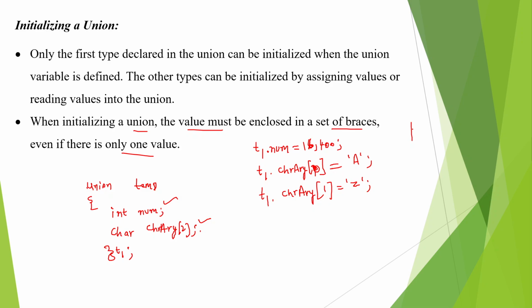Assume it has allocated 2 bytes like this. In those 2 bytes, initially I have stored 16,400. Then in my next statement I am modifying character array of 0, that is, I am modifying the first byte. Here I kept A, and in the second byte I kept Z. So at a time, if you have done the initialization of all the data items, what will happen?